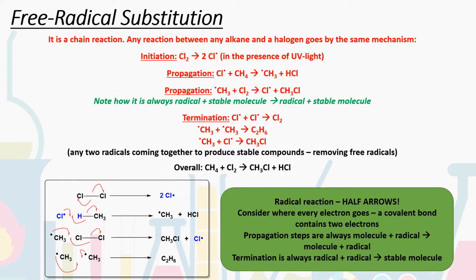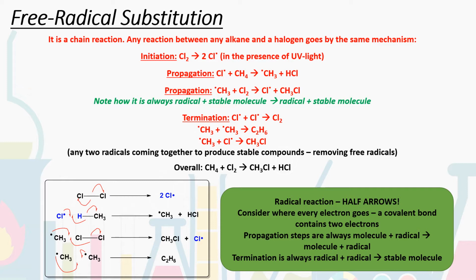And then for an example of the termination steps, I've shown 2 of these CH3 radicals producing C2H6, ethane. And this is very simple. We just draw arrows from each of the dots, each of the unpaired electrons, half arrows meeting in the middle to show the formation of that covalent bond with 2 electrons in. So always consider where every electron goes.